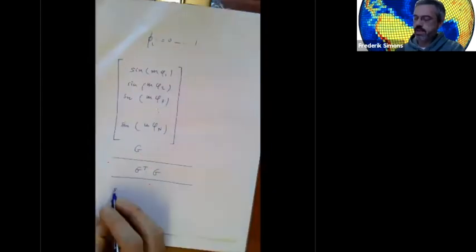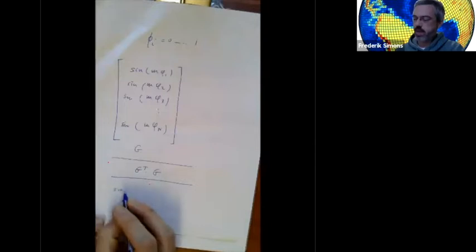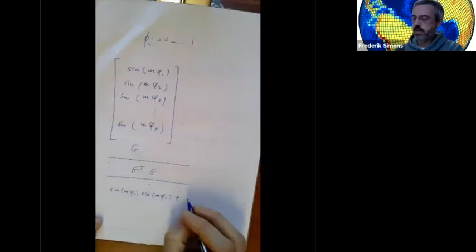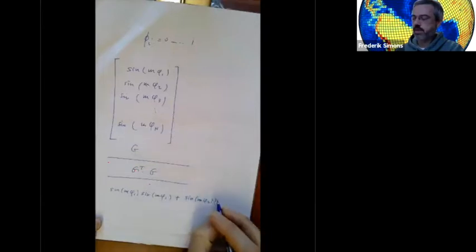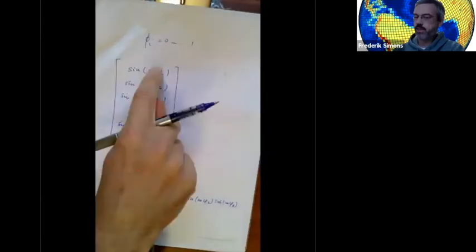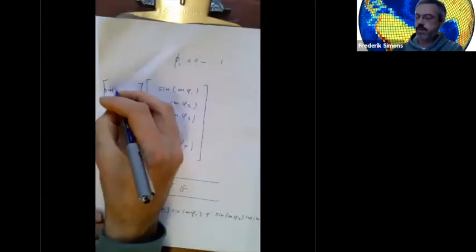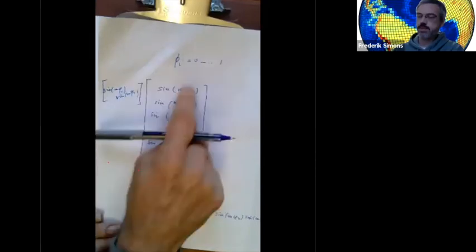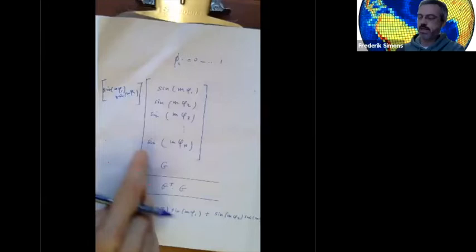I'm taking sine m phi 1 times sine m phi 1, plus sine m phi 2 times sine m phi 2, and so on. Imagine this as a row vector now. I'm doing the matrix product, and I'm writing it underneath here. This times that, plus this times that, plus this times that, plus this times that. I'm writing all these terms.